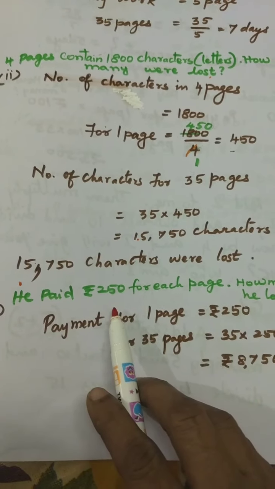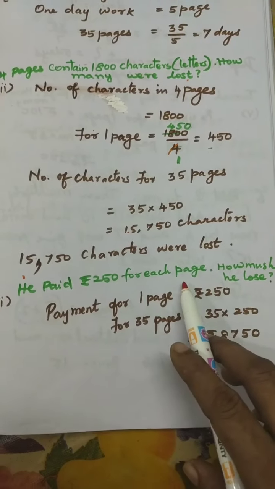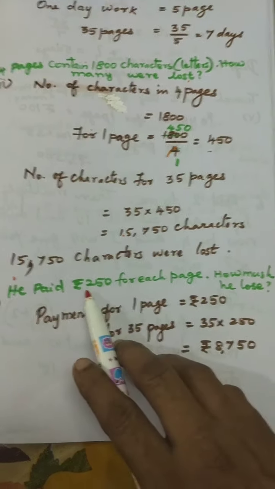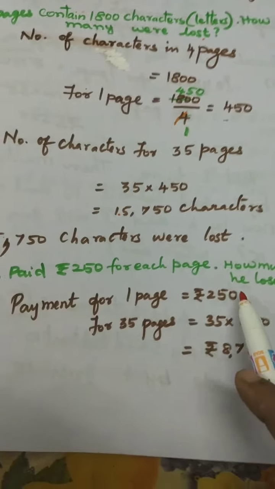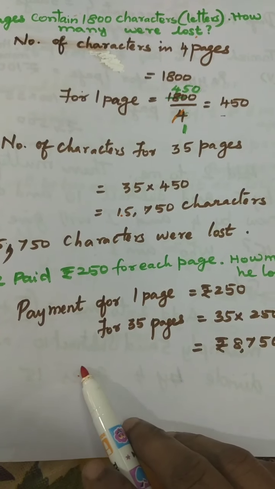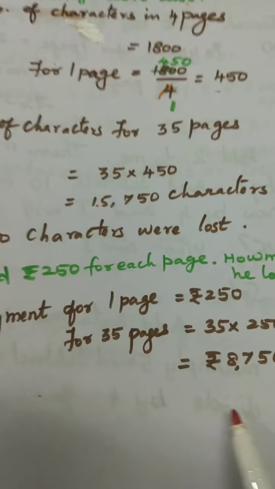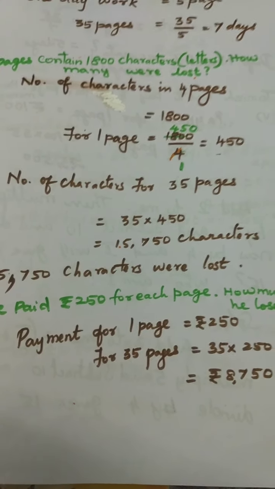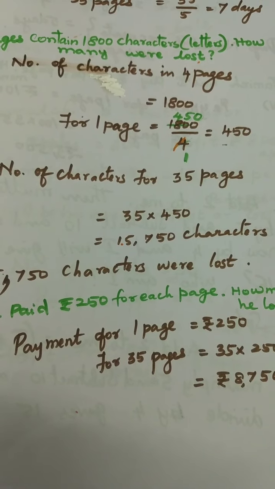Then third question. He paid rupees 250 for one page. Then how much did he lose? Payment for 1 page is equal to 250. For 35 pages, 35 into 250 rupees, 8,750. So he lost 8,750 rupees.